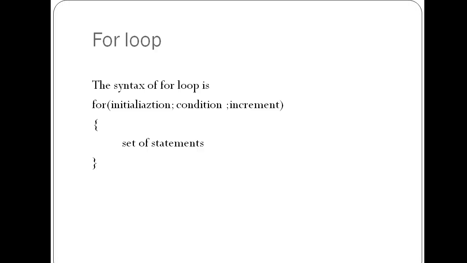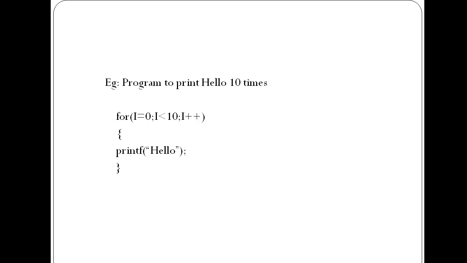So as you can see here, the syntax of for loop is like this. We have for keyword, initialization, condition check, and increment. And if this condition holds good, then we have a set of statements that will be executed. So let's consider one example for loop. This is a program to print hello 10 times.